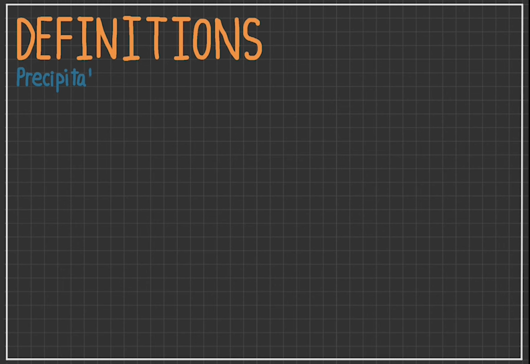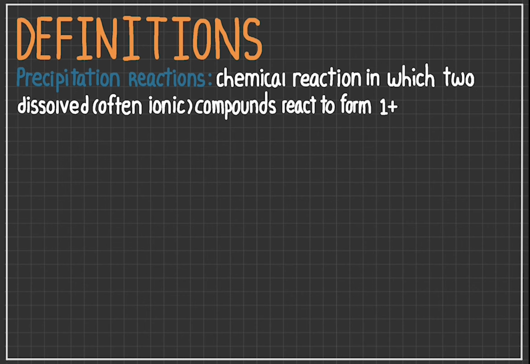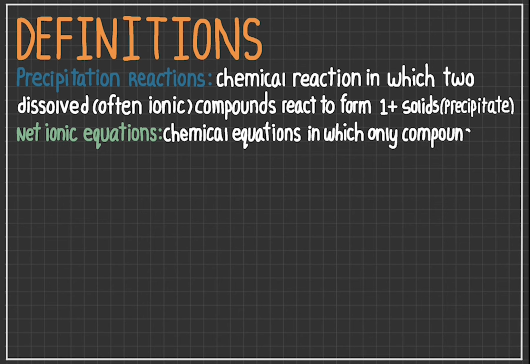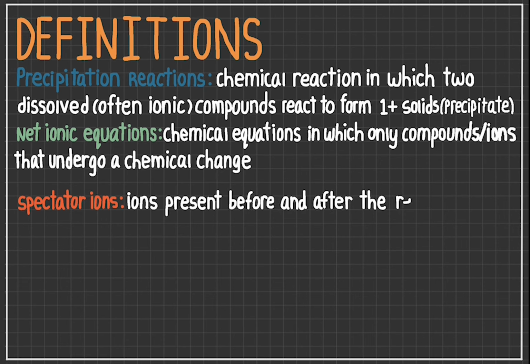We can begin with a few simple definitions. A precipitation reaction is a chemical reaction in which two dissolved, often ionic, compounds react, often via a double replacement reaction, to form one or more solid products, which are called precipitates. Net ionic equations themselves are chemical equations in which only the compounds or ions that are undergoing a chemical change or directly involved in the reaction are present. Those that are not are called spectator ions, which are ions that are present both before and after the reaction has taken place, and they play no role in the chemical reaction.